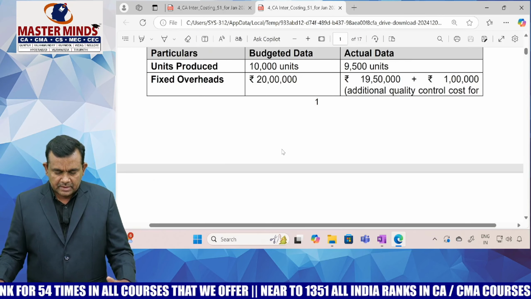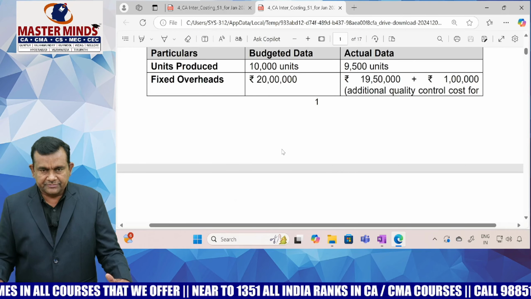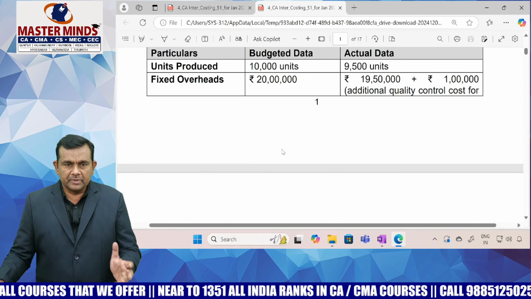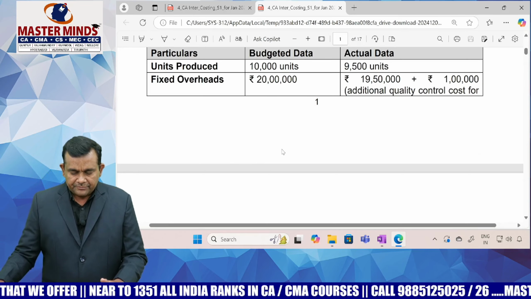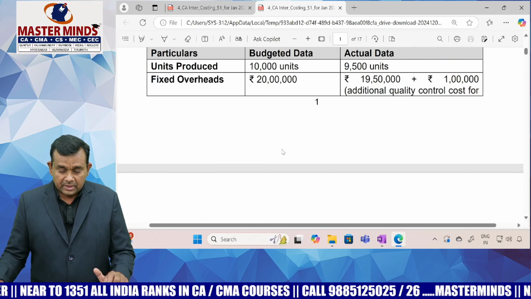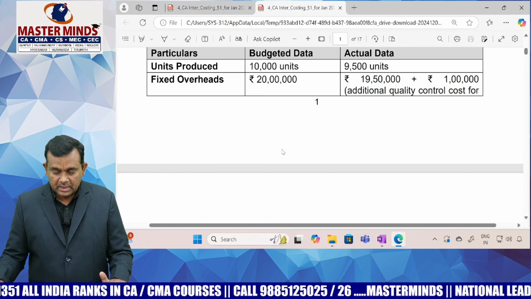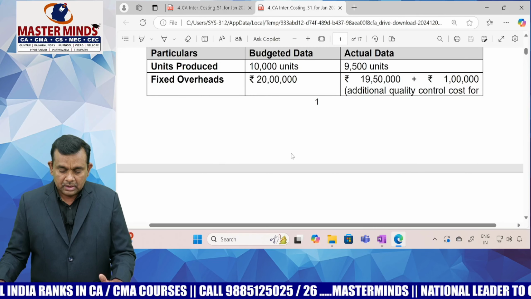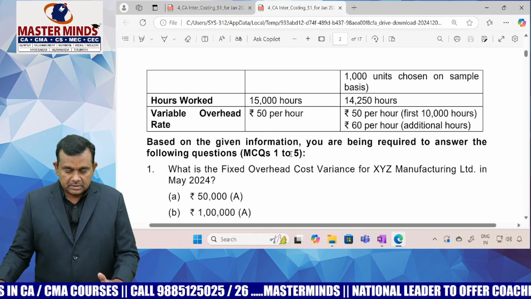Units budgeted 10,000 units, but actually produced 9,500 units, sir. Therefore, unutilized volume equals 500 units. Fixed overheads amount 20 lakhs. Actual fixed overhead cost incurred 19 lakhs 50,000 plus additionally incurred 1 lakh. So, total 20 lakhs 50,000.